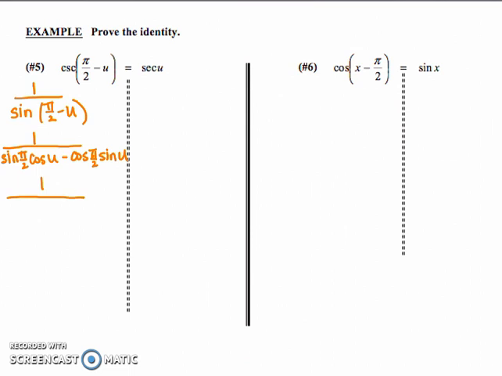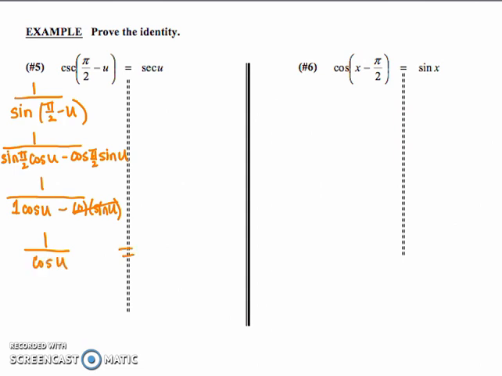Pi over 2 is at the top of our circle. The sine value is our y value, right? So that ordered pair is (0, 1), and sine is 1. So this is going to be 1 times the cosine of u, minus cosine of pi over 2, which is 0. So 0 times sine u just makes that part of the expression cross out. So I'm left with 1 over 1 times cosine u, which is just cosine u.